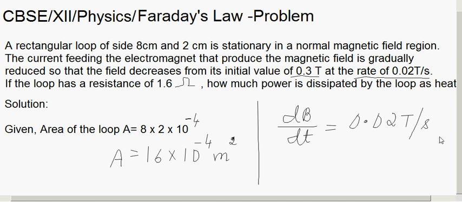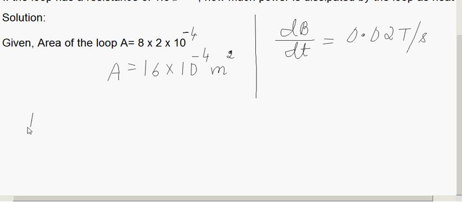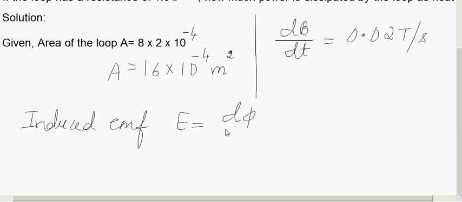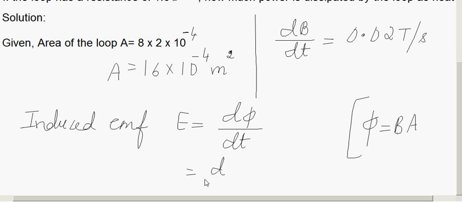We know by Faraday's law of electromagnetic induction, the induced EMF is given by minus d phi by dt, and phi is B into A. Now why is the flux reducing here? Because we are reducing the magnetic field B. So phi is BA, or flux is calculated as the field multiplied by area. So we can write it as d by dt of B into A, and the area of the loop is not changing, therefore it is A into dB by dt.